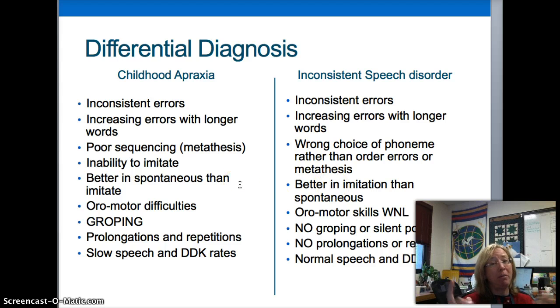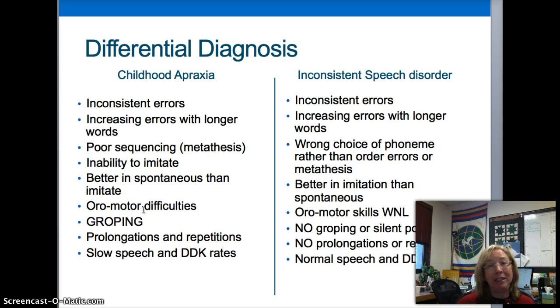Kids with apraxia are going to be flipped around that way. They're going to be better with spontaneous or automatics than they are with imitating. Kids with apraxia are going to have oral motor difficulties. You may see them having trouble, especially with sequenced movements. Pucker, smile, stick out your tongue, so it would look like this.